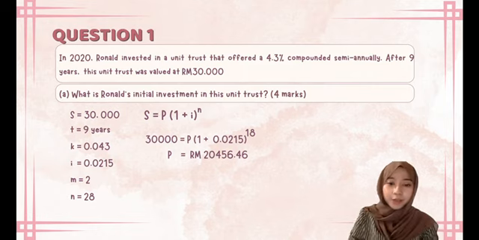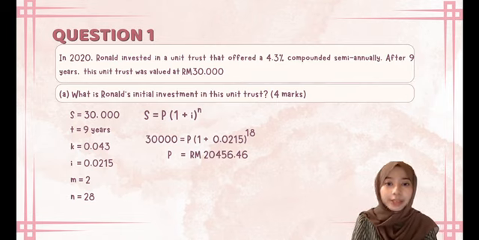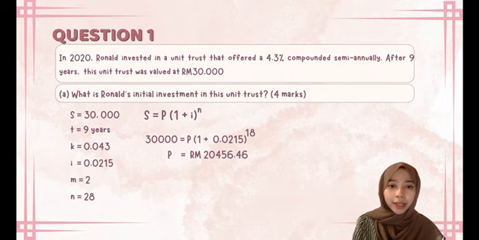in the answer. As we can see in the question, it mentioned 4.3%, so we have to divide it by 100 to find our K. So our K is 0.043. The question stated that after 9 years, so our T is 9. For I, we can get it by dividing K and M. So K is 0.043 and M is 2. It will give the answer 0.0215.